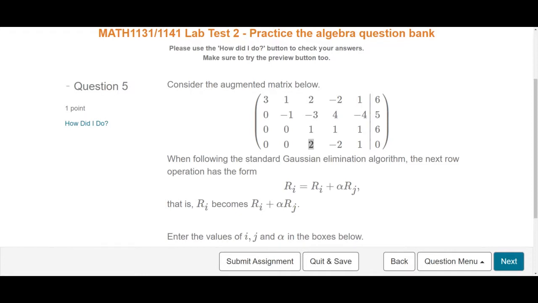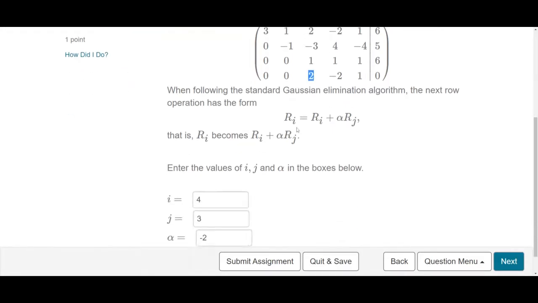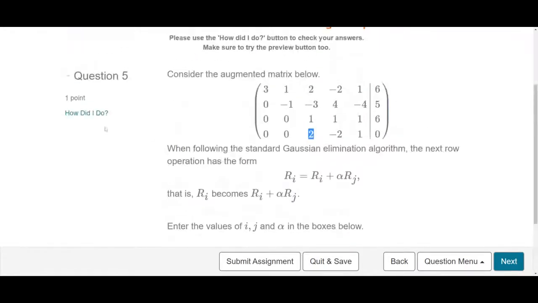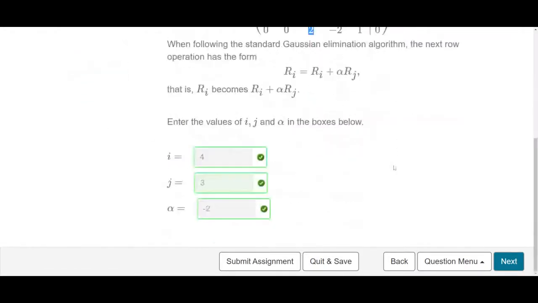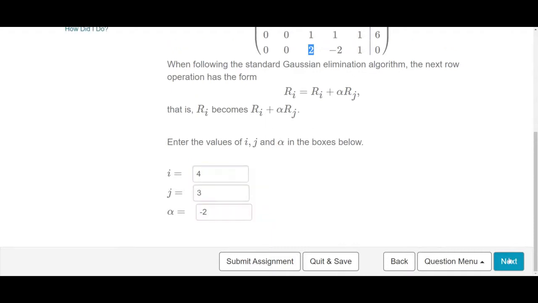Oh, so you're saying, yeah, I think that's what you're trying to say, William. So row 4 becomes row 4 minus 2 row 3. Yeah, you can write it a few different ways. Okay, so is that what I've done? Yes. How did we do? All green. Okay, so that's just Gaussian elimination. No need for Maple, right? No need for Maple.